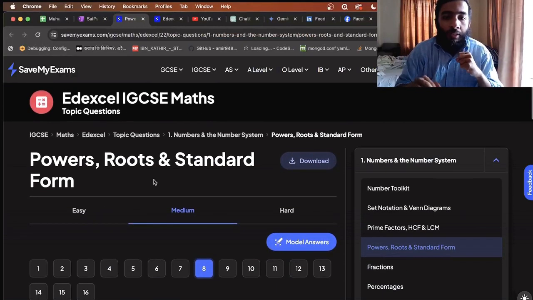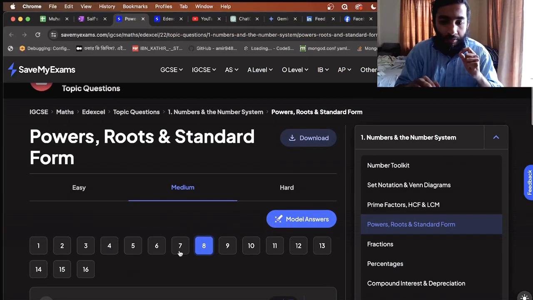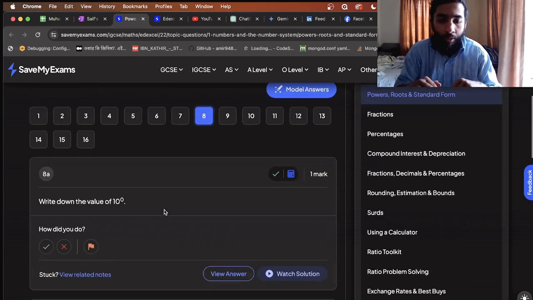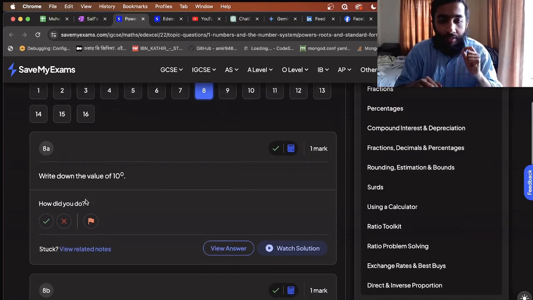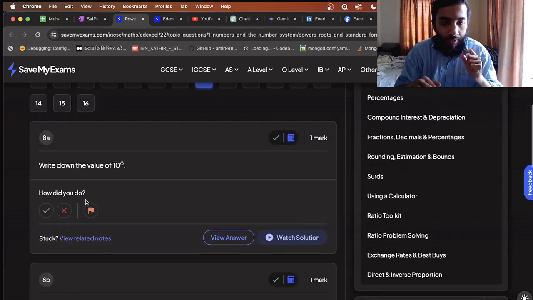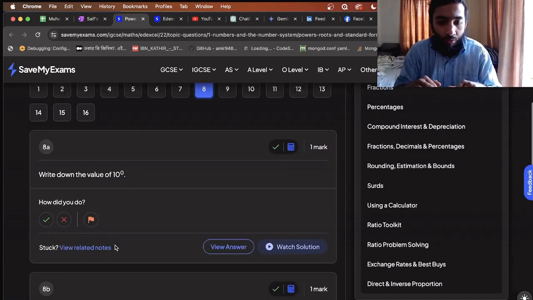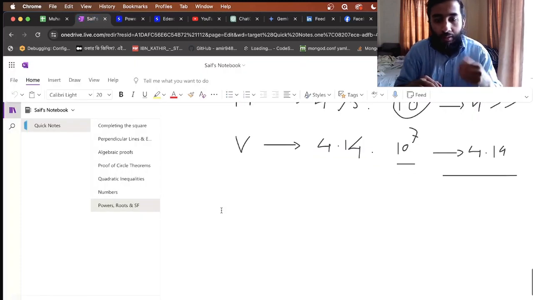If I look at problem number 8, skipping 7, and focusing on problem number 8 of the medium category of powers, roots and standard form. So 8 has 3 parts, A, B and C. If I focus on it one by one, the first one says write down the value of the number 10 to the power 0. So what is anything to the power 0?